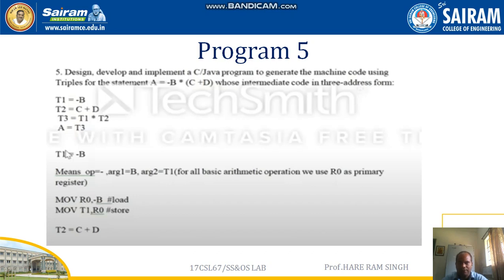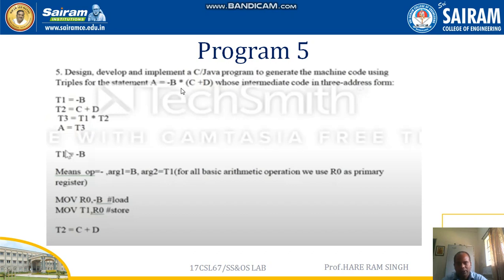Program number 5 says: design, develop and implement a C or Java program to generate the machine code using triples for the statement A = -B * (C + D), whose intermediate code in the 3-address form is T1 = -B, T2 = C + D, T3 = T1 * T2, and A = T3. So these things are called intermediate code.